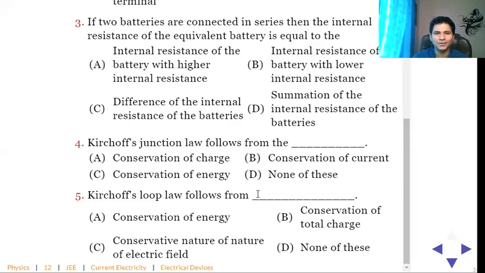Kirchhoff's loop law follows from which? Tell me. Kirchhoff's loop law. D. Guys, okay, most of you might be wrong here. So let us see.